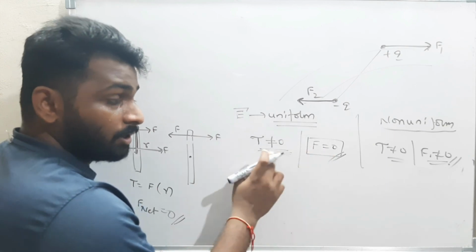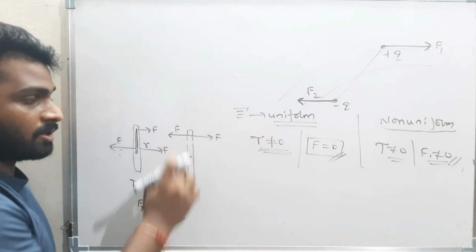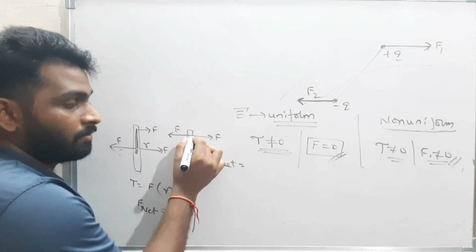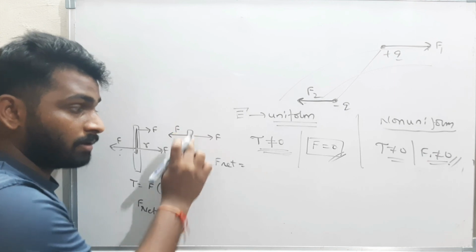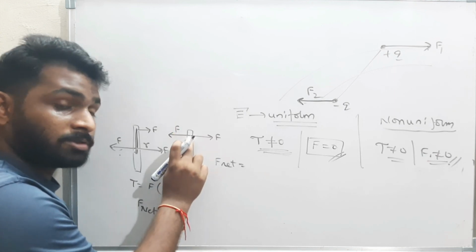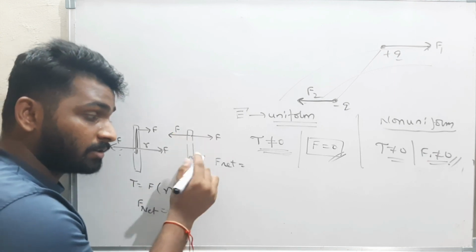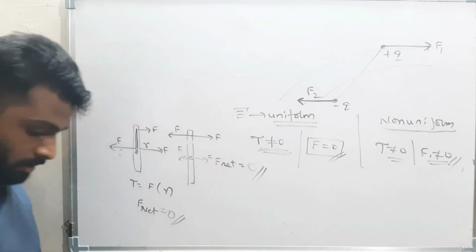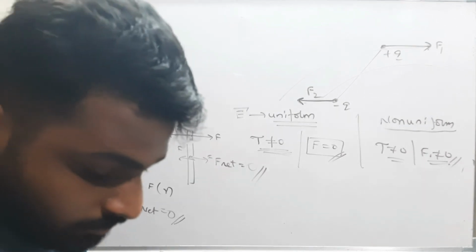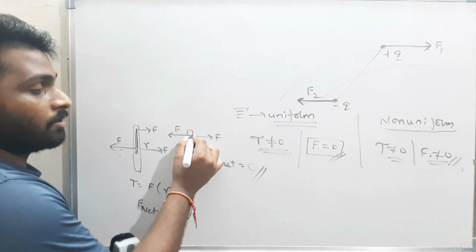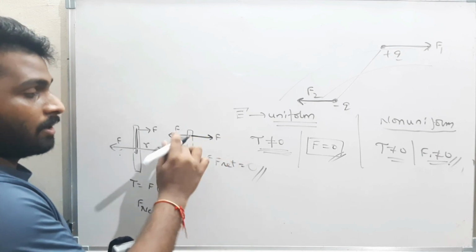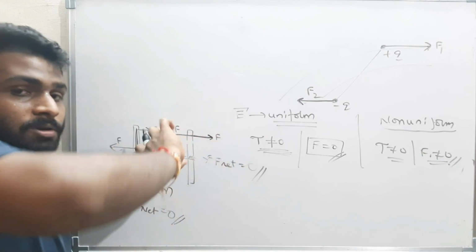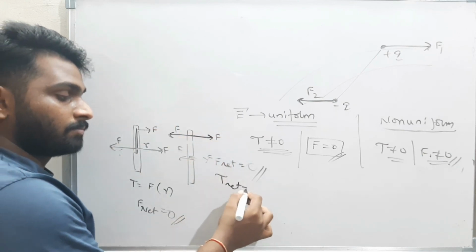The net force is 0, but the net torque is not 0. In this condition, the same thing. What is the net force? Even though the forces are acting somewhere, this is the center of mass. Even though the forces are acting somewhere, I have to feel as if the forces are acting at the center of mass. F and F. Therefore, the net force is 0. Now, what is the net torque? Because of this force, the body will rotate in this direction, and because of this force, the body will rotate in this direction. Anti-clockwise torque is equal to clockwise torque. Therefore, the net torque is 0.